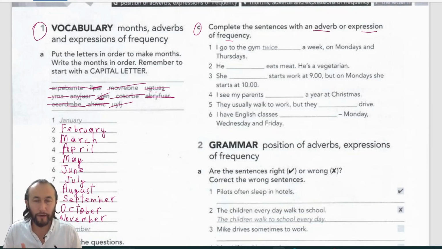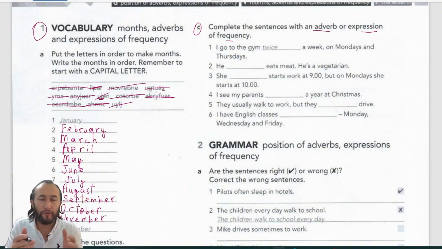So the combination of words. But adverb, in most cases it will be one word. We've got one adverb of frequency, hardly ever. There are 2 words, but this is an exception. So hardly ever is an adverb of frequency. It's not an expression. So expression of frequency, let's say, starts with 3 words. And because there are 3 words, we usually use them at the end of the sentence.